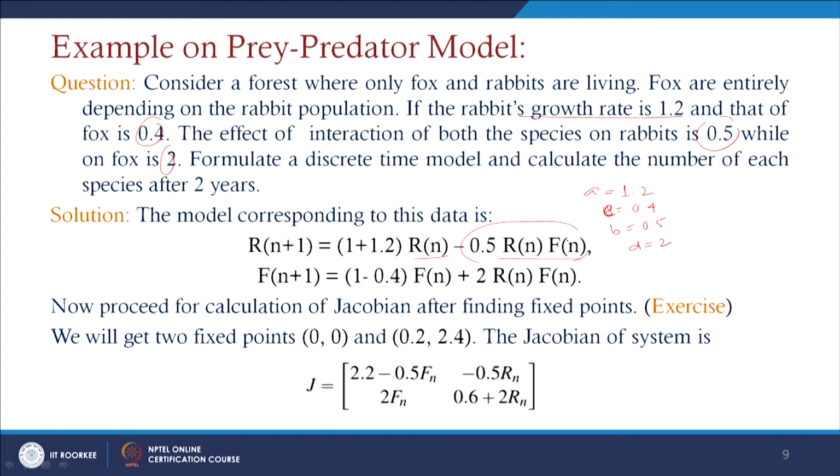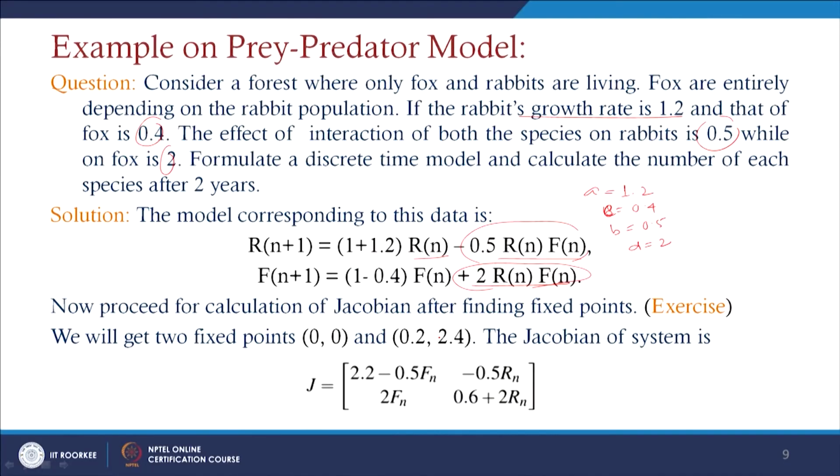Then the fox species at time level n plus 1 can be written as 1 minus 0.4, since it is a declining rate here, plus an increase due to the rabbit population Rn. It is individually affected by the fox population also, so it is written as plus 2 Rn Fn here. If we proceed to find the population levels by fixed point analysis, we get 2 fixed points, that is 0, 0 and 0.2, 2.4.